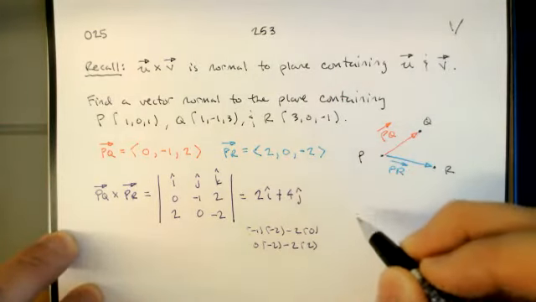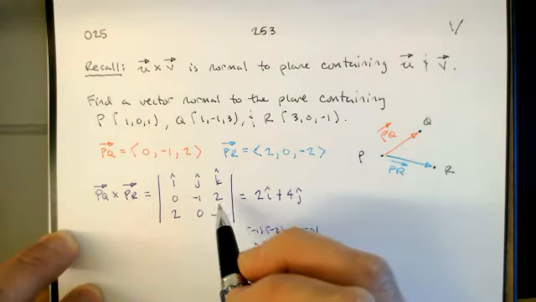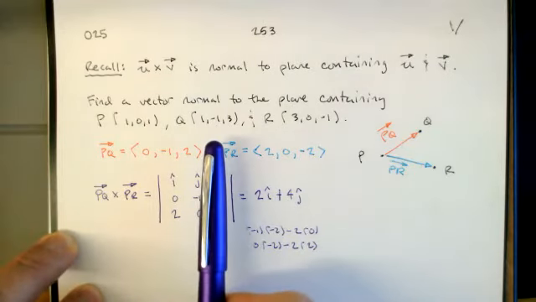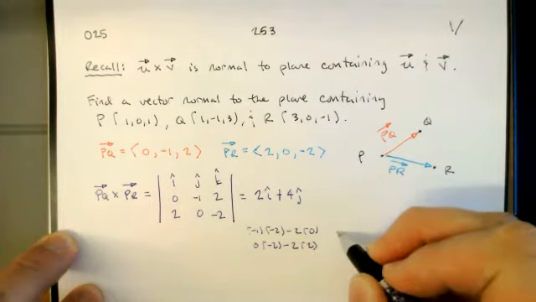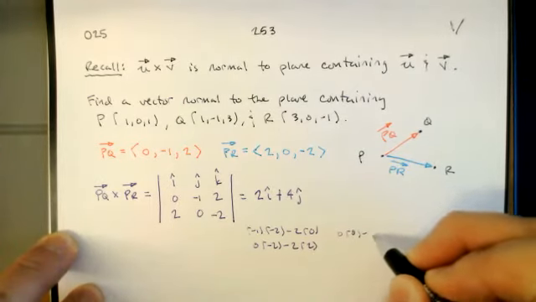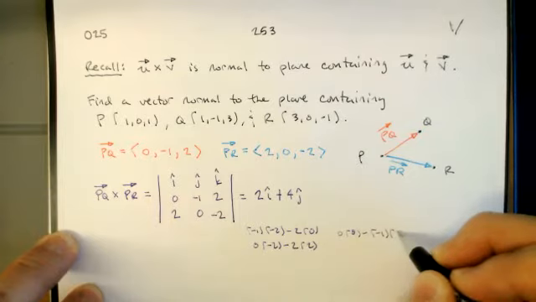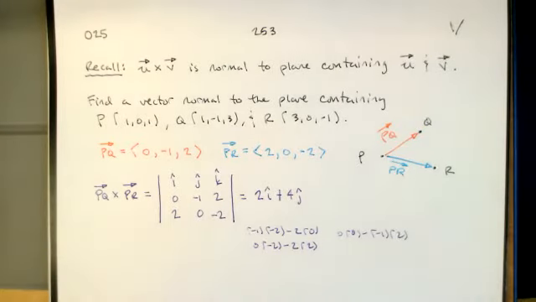And finally, in the z direction, for k, I've got 0 times 0 minus a -1 times 2. So I get 0, negative times negative is positive. I'll get plus 2k.